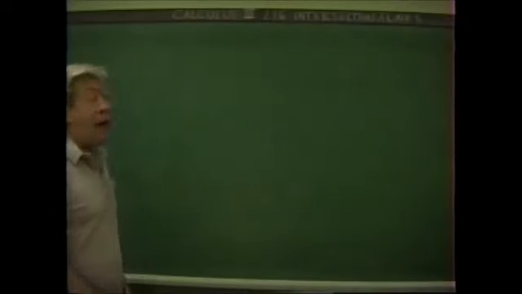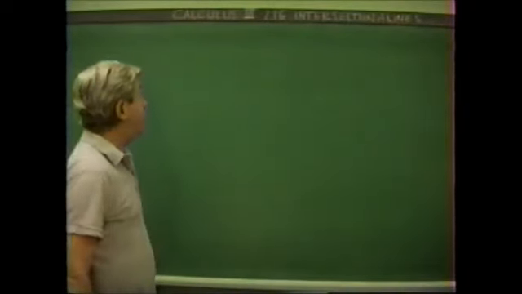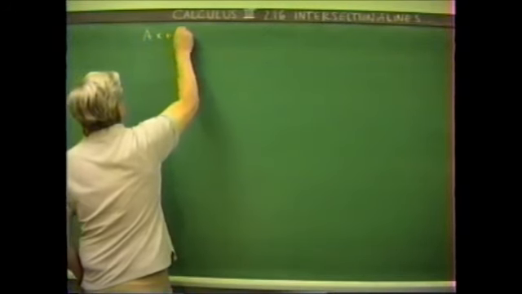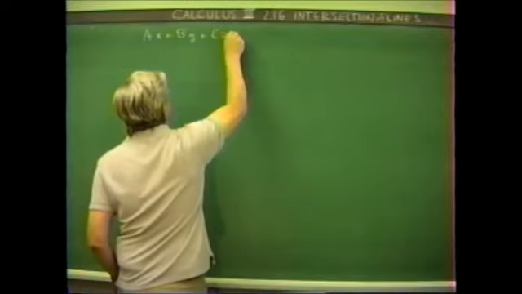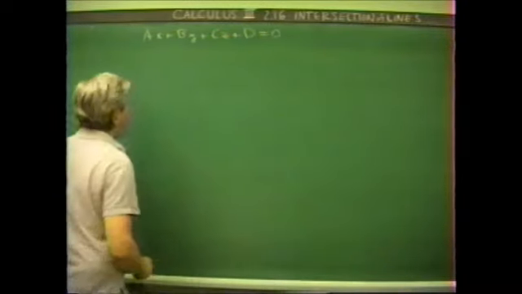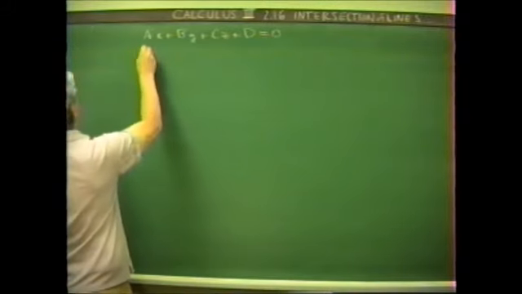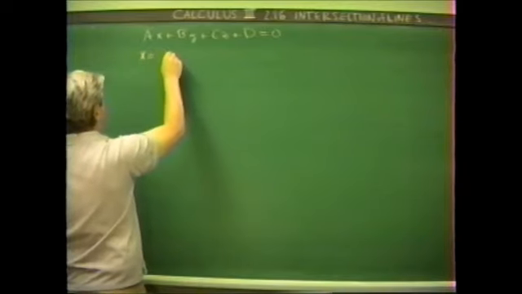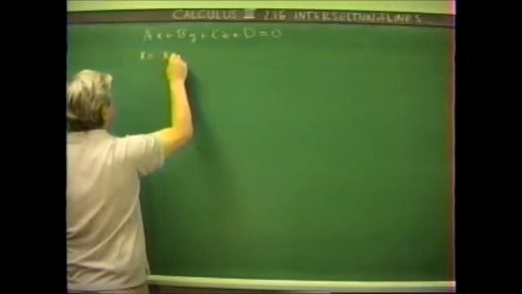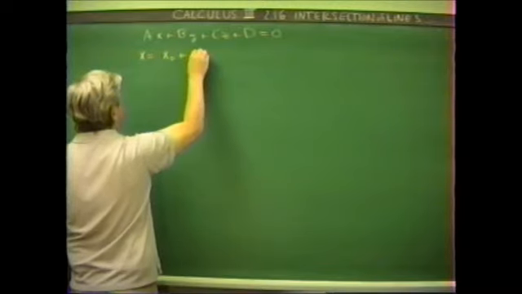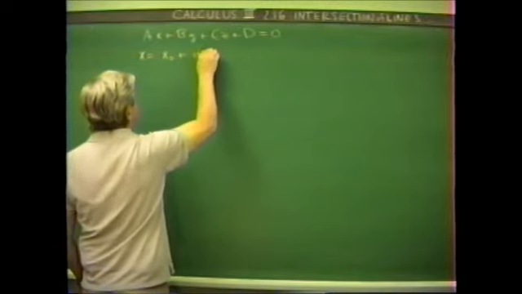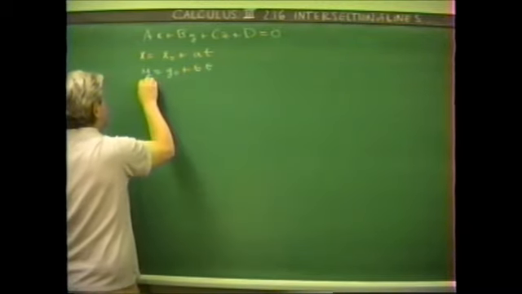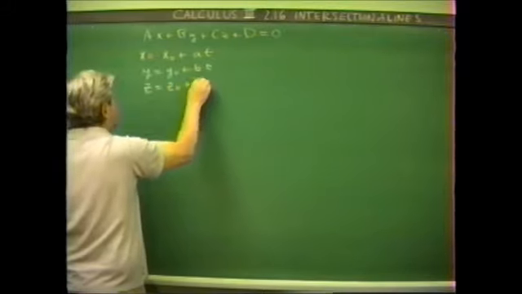You now want to take a look at where a line intersects a plane, or where 2 lines can intersect each other. And given a plane, let's say ax plus by plus cz plus d equals 0, and a line, let's say x is equal to x naught plus at, y is equal to y naught plus bt, and z is equal to z naught plus ct.